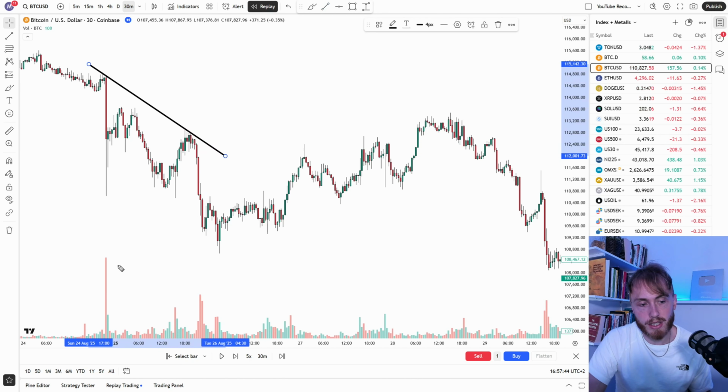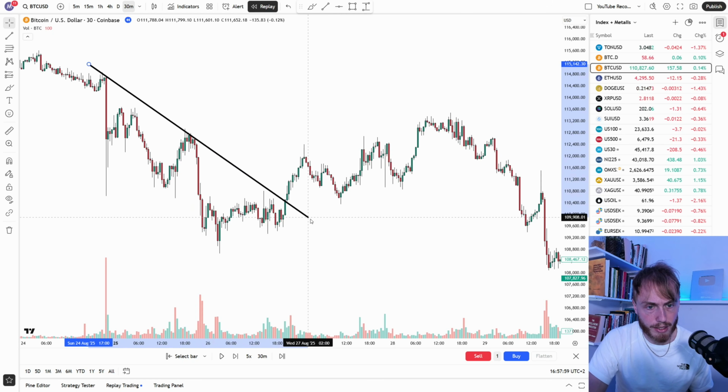What you can also notice, I do have a volume indicator on the chart. You can see right here, we had tons of volume indicating that this is a real move. You can also see that this move towards the downside had lots of volume. So these are good signs. And what we can then do is extend the trend line.